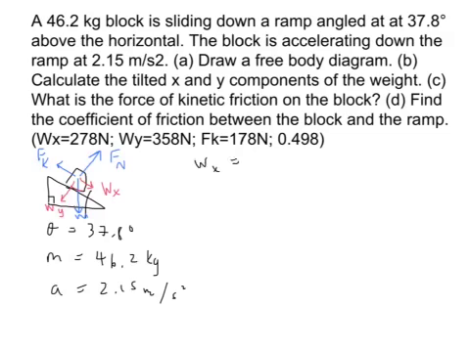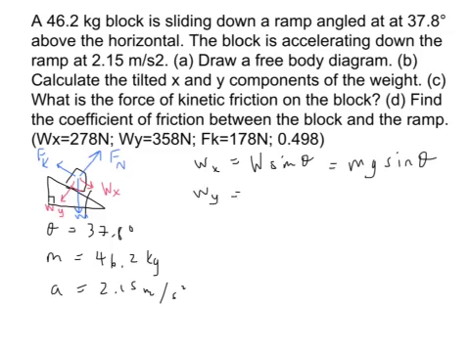Wx is W sine theta, because Wx is opposite. If I bring Wx down here, it's opposite the angle, which makes it W sine theta. And in place of the weight, right here, I'm going to plug in mg. So you insert your values. Mass, you plug in 46.2, 9.81, theta, 37.8. And what do you get for the x component of weight? You get this, 278. Right?